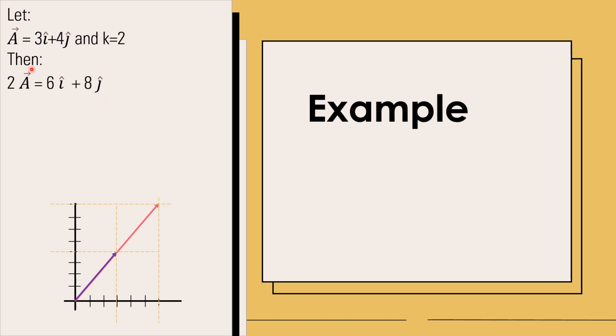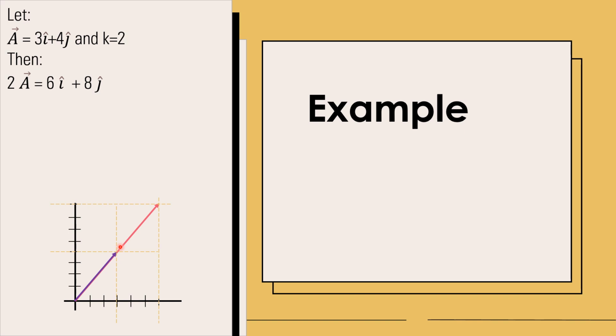So then 2A is equal to 2 into 3, which is 6, and 2 into 4, which is 8. So you get 6i plus 8j. Now for 6i plus 8j, make it on the x and y coordinates. So you have 6 on the x-axis, 8 on the y-axis. That's the vector you have. So what do we see here? The direction of the vector is the same. What has happened? Only the magnitude has increased.